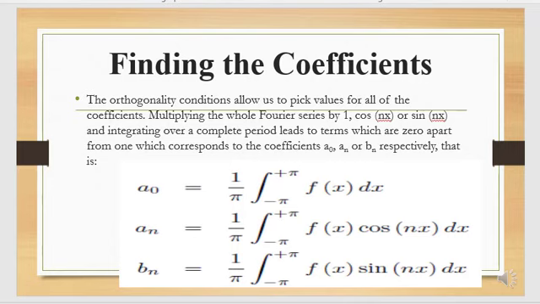a0 is equal to 1 over pi times the integral from minus pi to plus pi of f of x dx. The other coefficient an is equal to 1 over pi times the integral from minus pi to plus pi of f of x cos nx dx. The third is bn, equal to 1 over pi times the integral from minus pi to pi of f of x sin nx dx.